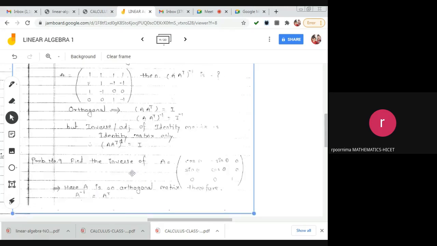Next question, find the inverse of A. It is in trigonometric terms. Actually A is an orthogonal matrix, so A inverse equals A transpose.